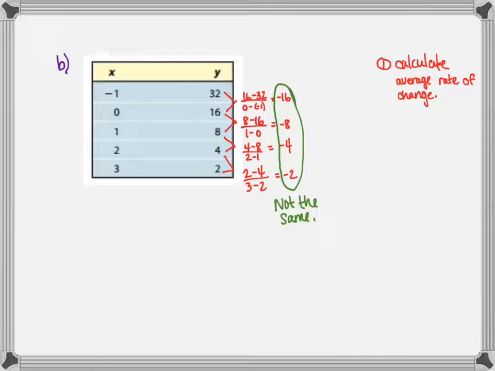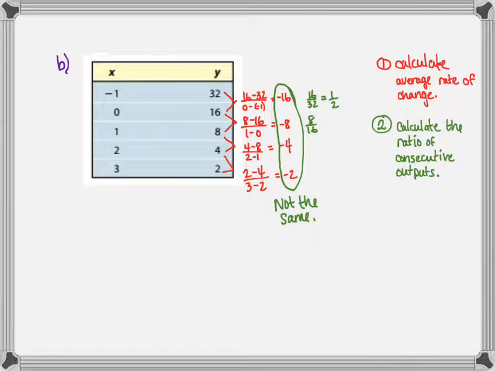These are not the same, so it's not linear. Okay, next, calculate the ratio of consecutive outputs. So if I look at 16 over 32, I'm looking at my y values, 16 over 32, that's 1/2. Looking at the ratio of the third y to the second y, 8 over 16, it's also 1/2. 4 over 8 is 1/2. 2 over 4 is also 1/2.